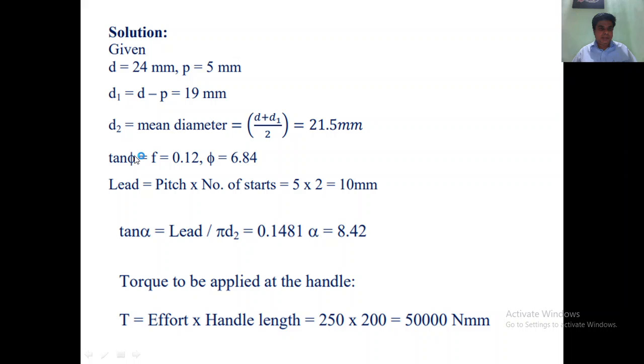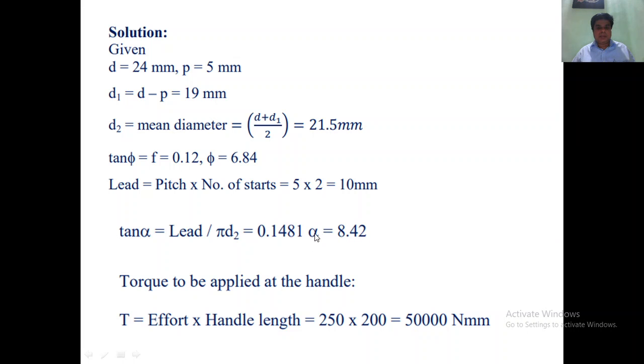And this phi is given as the friction angle, which depends upon the coefficient of friction. So tan phi is equal to the coefficient of friction. And now we have the helix angle of the thread, tan alpha. In our analysis we had seen that it is L by pi d2, where d2 is the mean diameter. Using this relationship, we can find the helix angle here. Since the lead is known and the mean diameter is known, we can calculate the helix angle as 8.42 degrees.